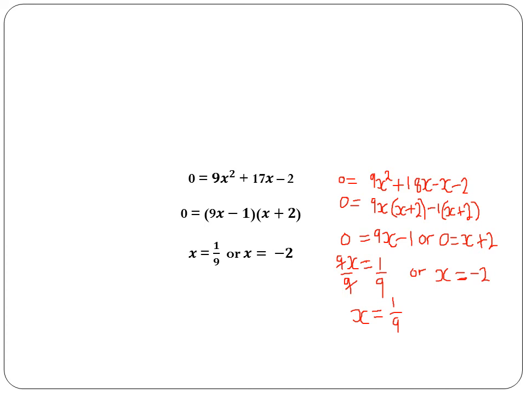So learners, after you are done, you have to check your solution. You have to substitute both x equals 1 divided by 9 to see if it is a solution. Then after, you do the same thing with x equals negative 2 in the equation to check if it is a solution. So you do the left hand side, and also you do the right hand side.